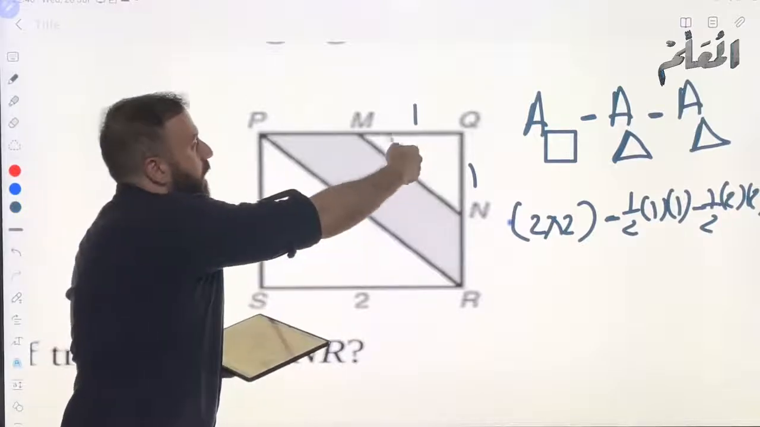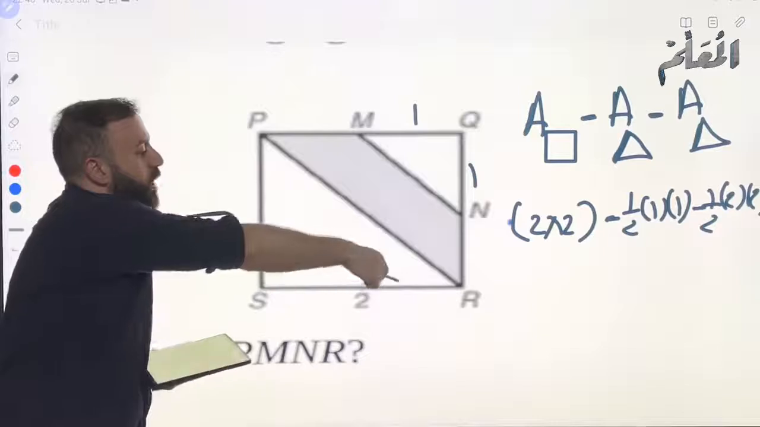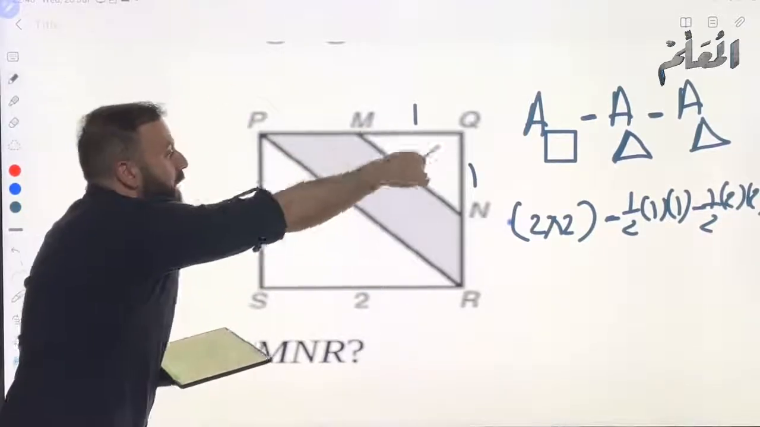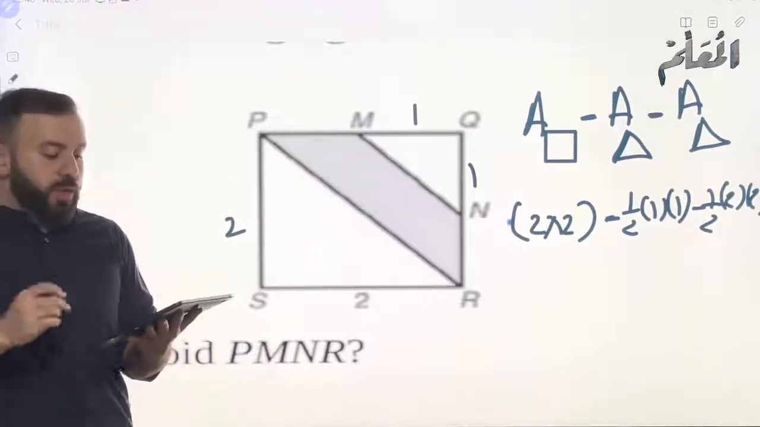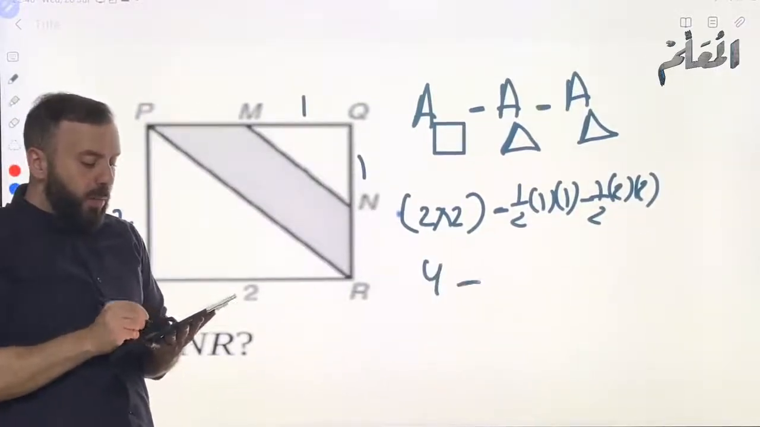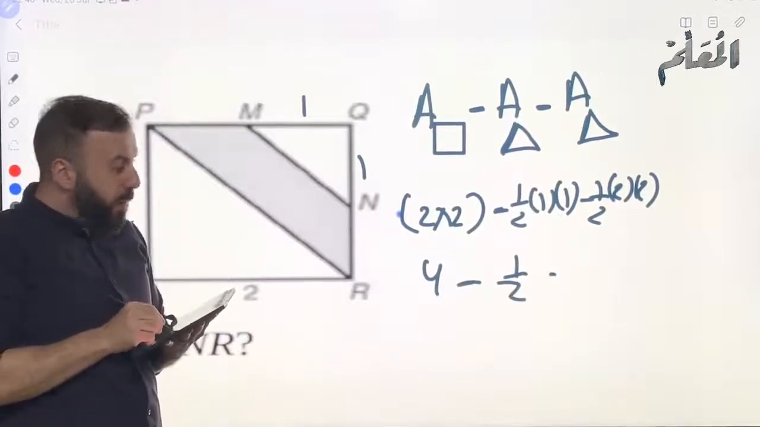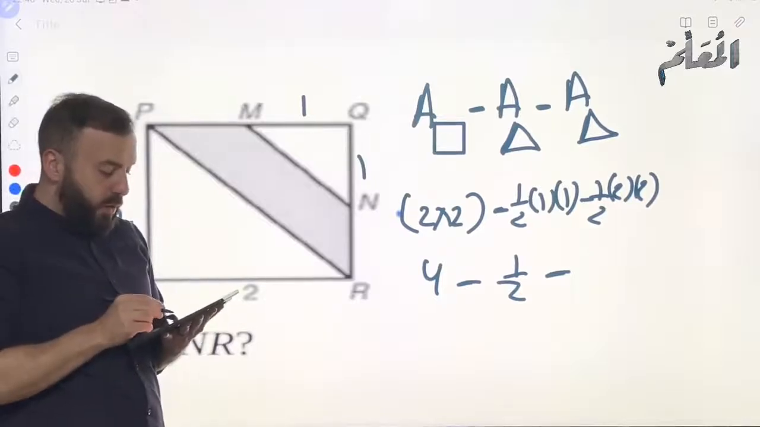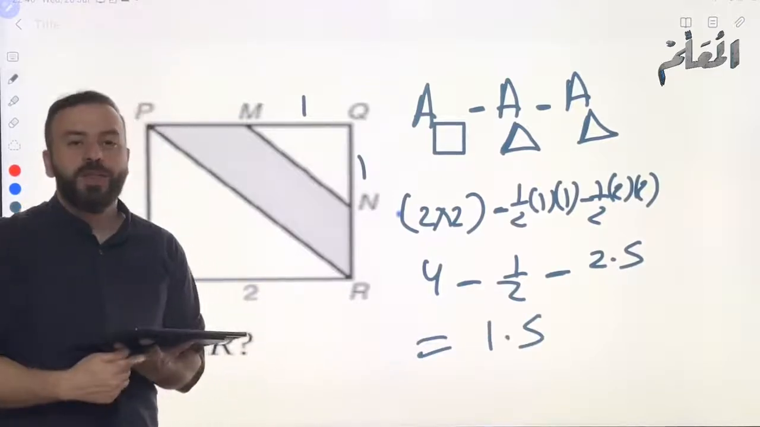So, the area of this triangle, half times 1 times 1. The area of this triangle, half times 2 times 2. And the area of the square, 2 times 2. How to get the shaded? The area of the square minus the 2 triangles. So, in this case, it's 4 minus half times 1 times 1, which is half, minus half times 2 times 2, which is equal to how much? 2.5. And in this case, the answer is 1.5. See you in question 3.